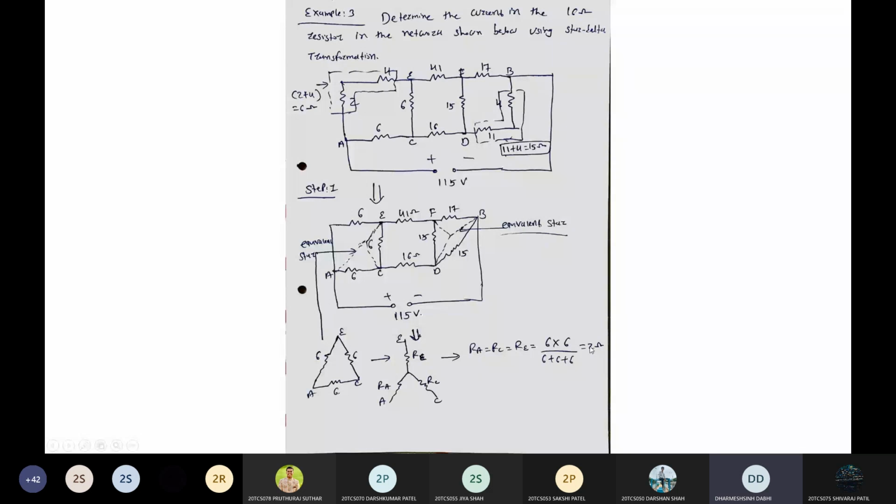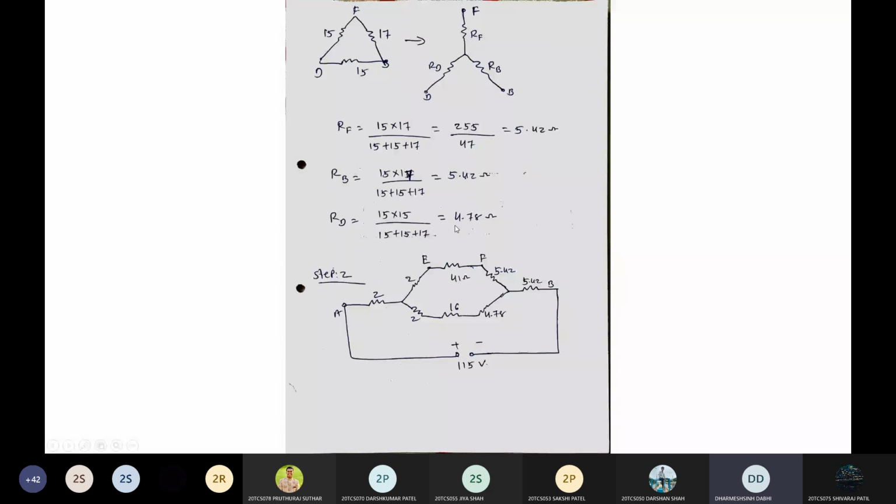Clear? Then find out the star of this delta 15, 15 and 17. Here all have different values. So RF is what? 15 multiplied by 17 divided by the addition of all the resistances. So you get 5.422 ohm for RF. Then RB is the multiplication of 15 and 17 divided by the addition, so it is 5.42, same as RF. Then RD is the resistance at D terminal. That is 15 into 15 divided by the addition. So it is 4.78 ohm.